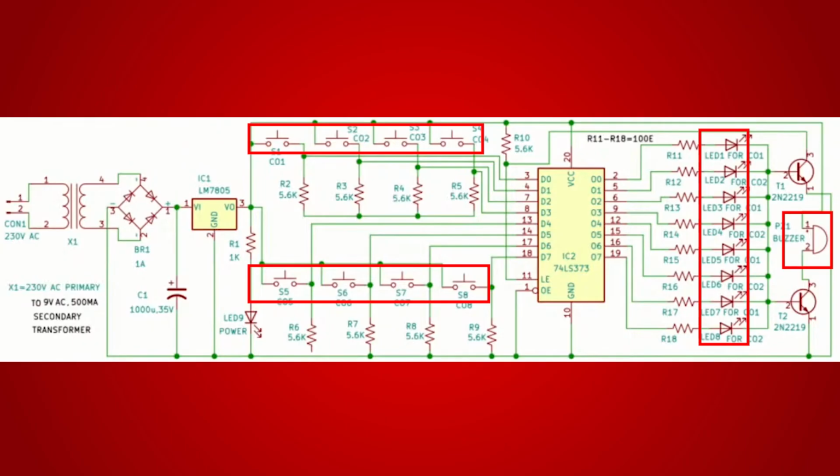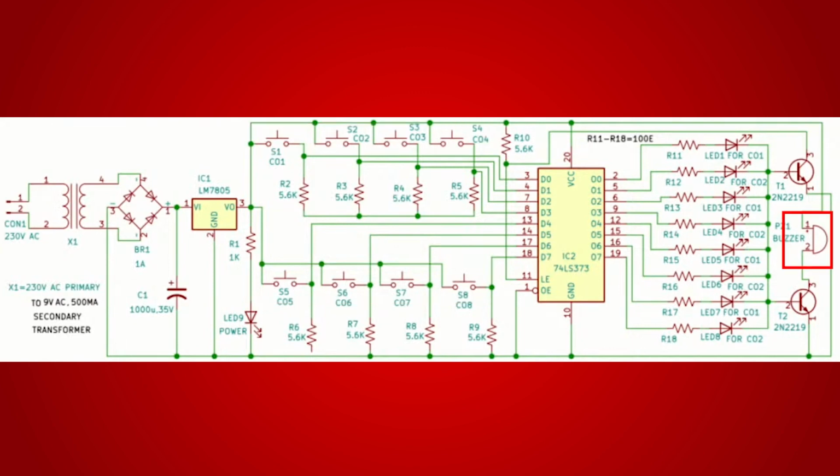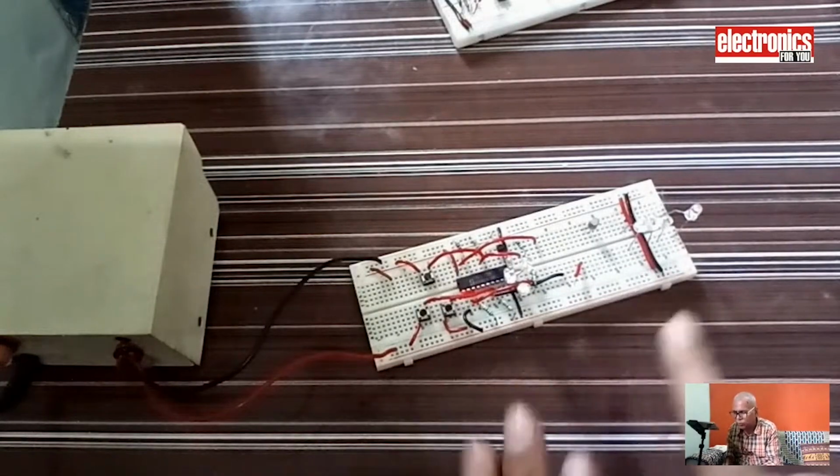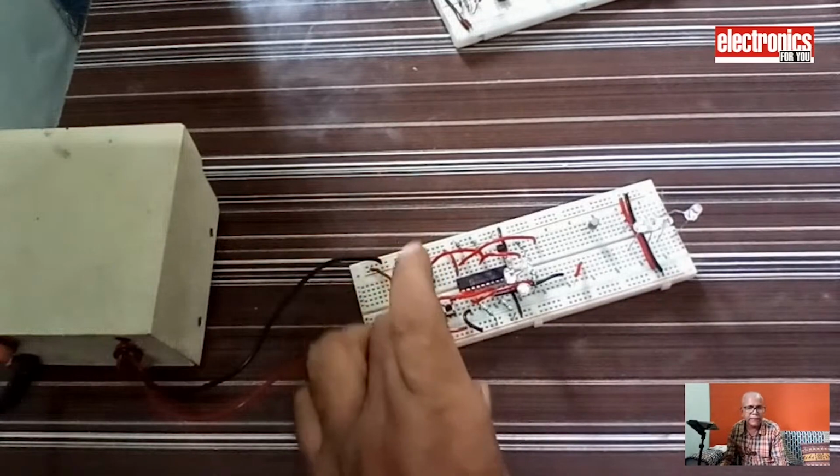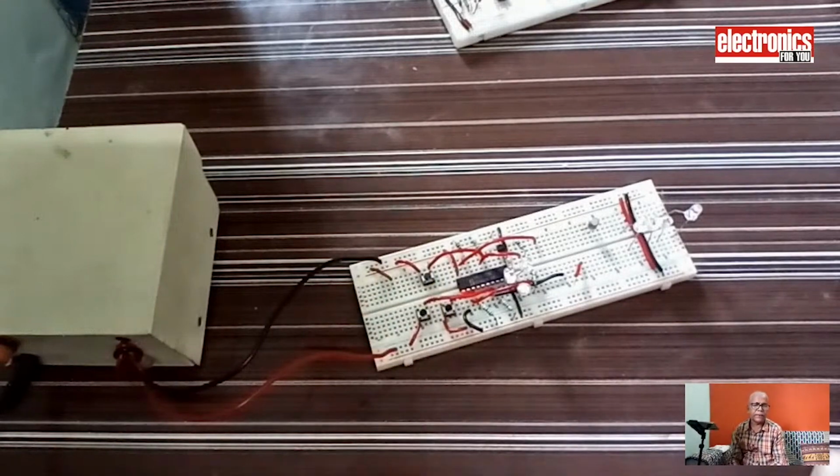In the diagram, you can see 8 buttons, 8 LEDs and a buzzer. Each button and each LED is for a team, and a buzzer blows if the team presses the button. For the demonstration purpose, we have only connected 3 buttons and 3 LEDs. We have also not connected the buzzer.